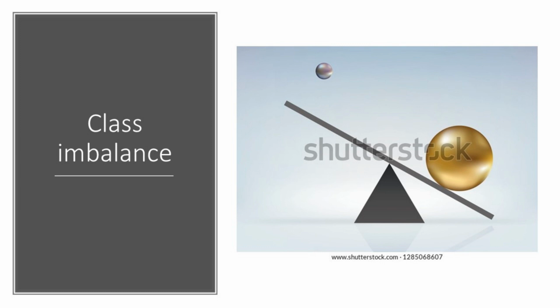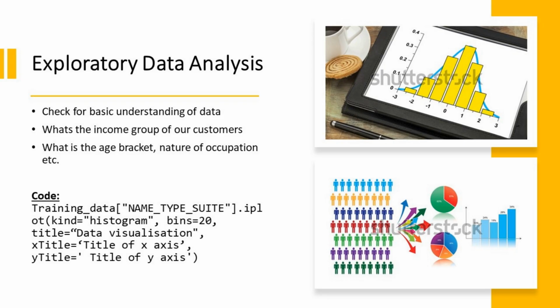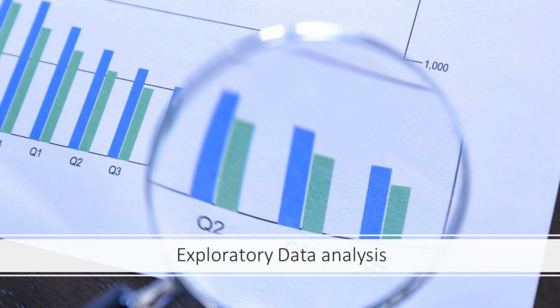After you have corrected that, then you would have an exploratory data analysis. In this, you are going to be looking at the data, like the graphs and everything, and then you would be understanding how my data looks like: what is the gender, what is the income group, what is the age bracket, nature of occupation, and so on.